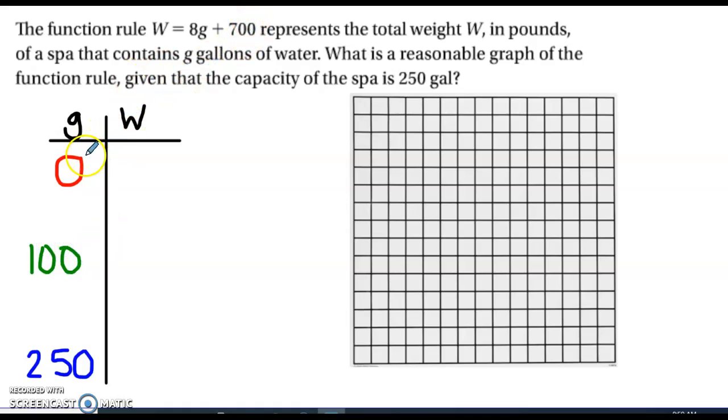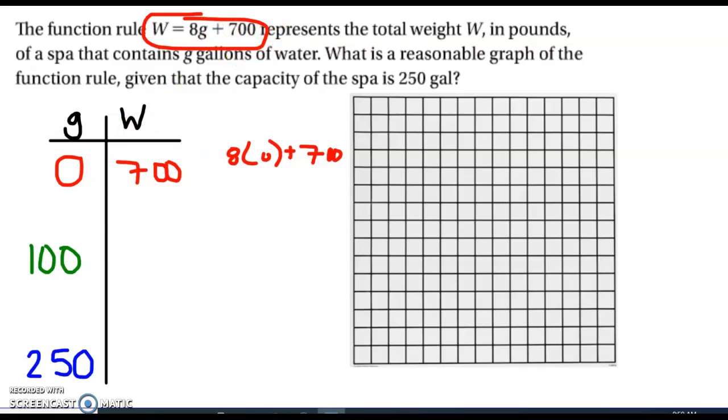Right? So now when I plug in 0 into our function, we'd have 8 times 0 plus 700. Well, 8 times 0 is 0. 0 plus 700 is 700.